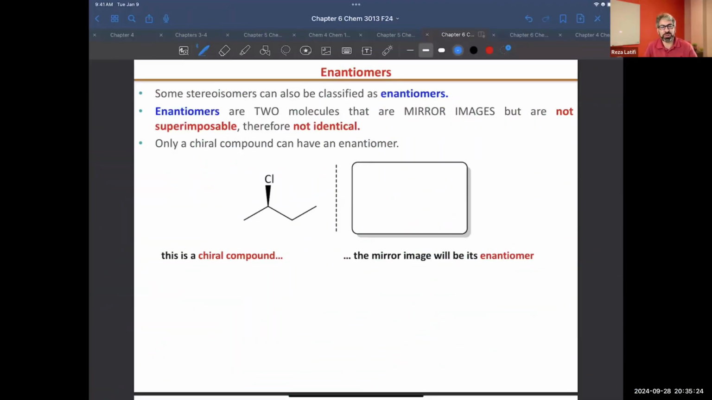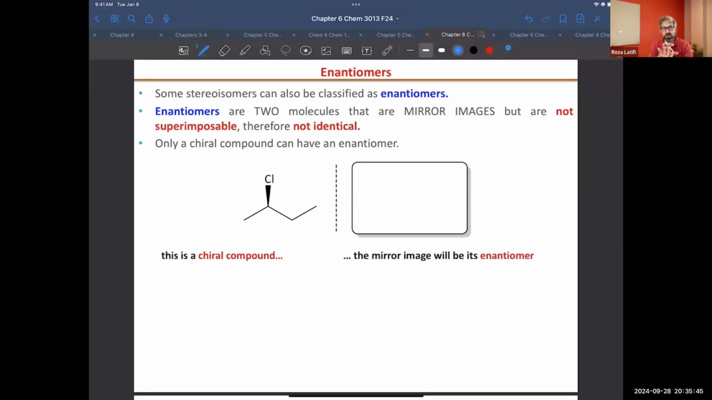Welcome back to another lecture from organic chemistry. In this lecture, I'm going to go through enantiomers, and I will also show you how to find whether we are dealing with R or S configurations. Enantiomers are molecules that are mirror images of each other, but they are not superimposable.